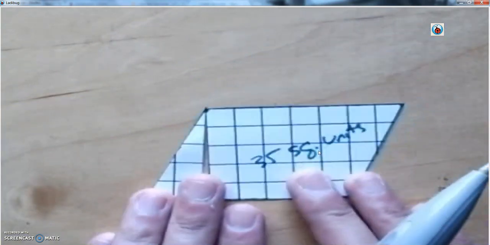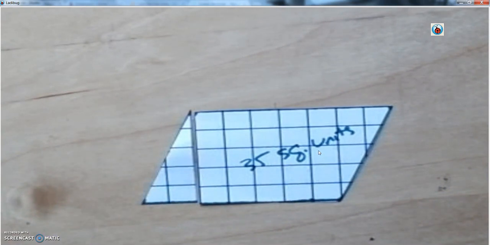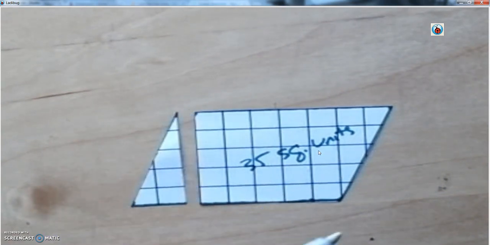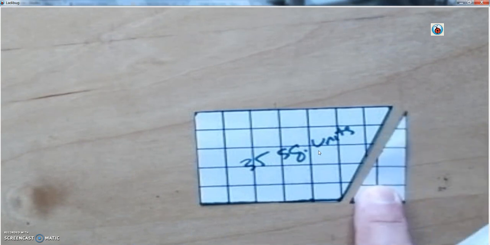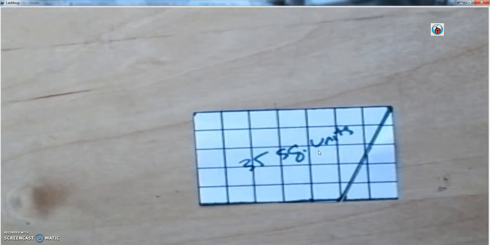And then for parallelograms, similar strategy. Kind of said, all right, well, here's a parallelogram. What I'm going to do is turn it into a rectangle by cutting this off and moving it across and saying, oh, look, well, that's a rectangle. Rectangles are really easy to find the area of.